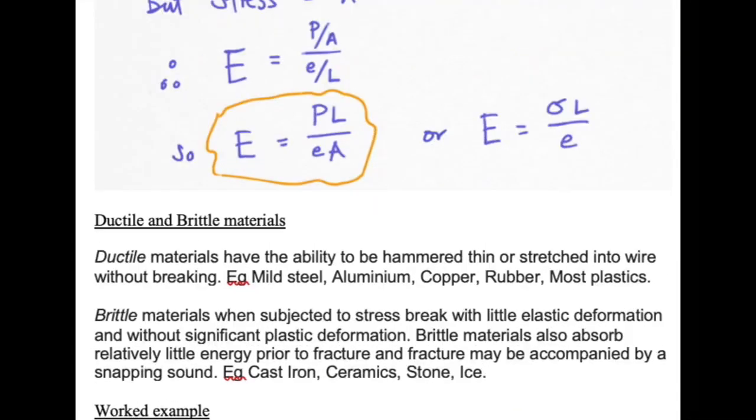Now, before we dive into our first worked example, let's finish off by talking about ductile and brittle materials. These are both words I'm sure you've heard somewhere along the line, but let's expand a bit on those terms. Ductile materials have the ability to be hammered thin or stretched into wire without breaking. Okay, and here are some examples. Mild steel would be considered ductile, aluminium as well, copper, rubber, and most plastics.